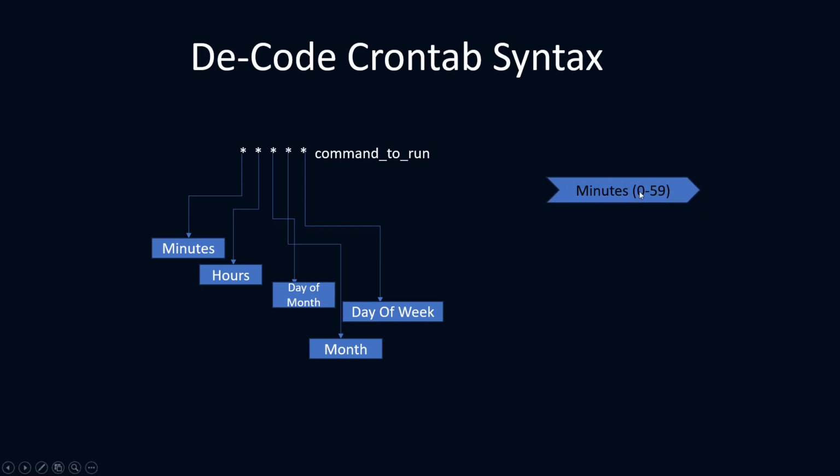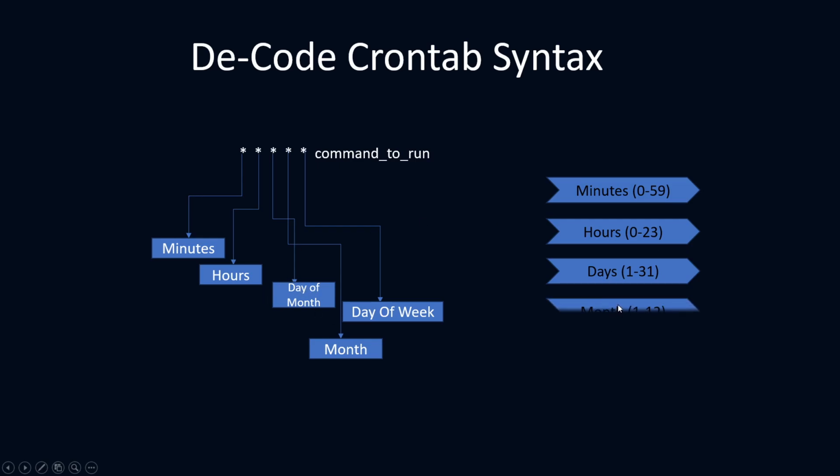Minutes are represented from 0 to 59. 0 is the first minute, and 59 is the last. Next we have the hours. Hours are represented numerically from 0 to 23 for 24 hours. Next, days are denoted with 1 to 31. This is our third asterisk. Fourth, we have the month. Month will be between 1 and 12, including 1 and 12 for January and December.